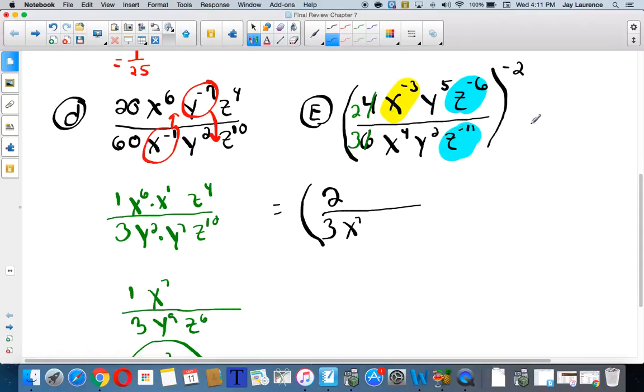My y's, I've got y to the 5th over y to the 2nd. There's 5 y's in the numerator being multiplied, 2 y's in the denominator being multiplied. 2 of them are going to cancel. There's going to be 3 y's being multiplied left over, y times y times y, or y to the 3rd. And where are the leftovers? They're in the numerator. So y to the 3rd in the numerator.